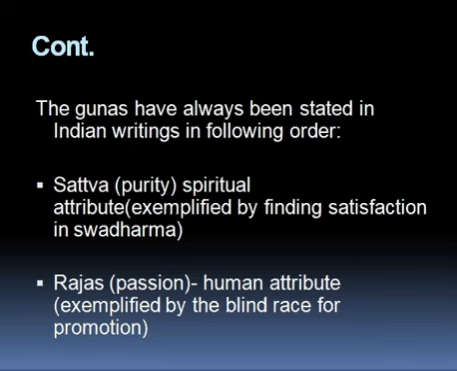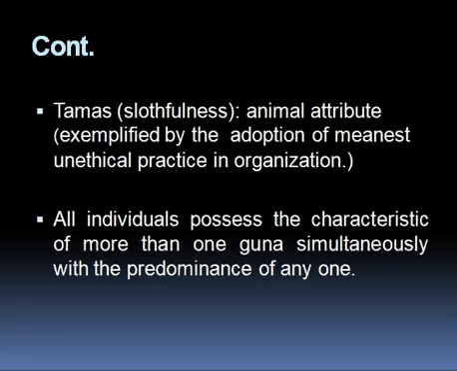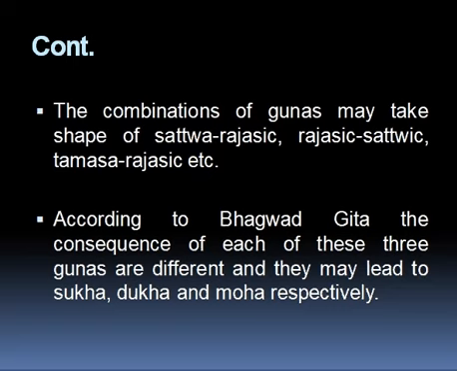The gunas have been stated in the following order in Indian writings, where sattva depicts spiritual attribute, rajas depicts passion, and tamas depicts slothfulness. All individuals possess the characteristics of more than one guna simultaneously, with the predominance of one over another. If we try to see the combinations which have been formed by interaction of sattva, rajas, and tamas, we can see on the picture of the slide that the combinations formed are sattva-rajas, sattva-tamas, and rajas-sattva.